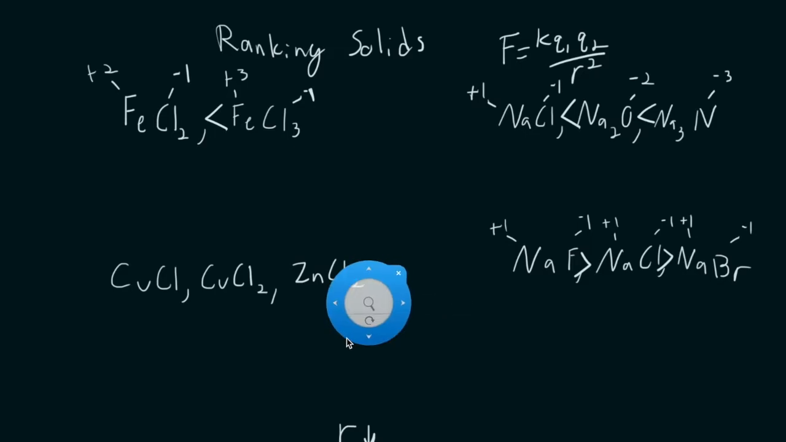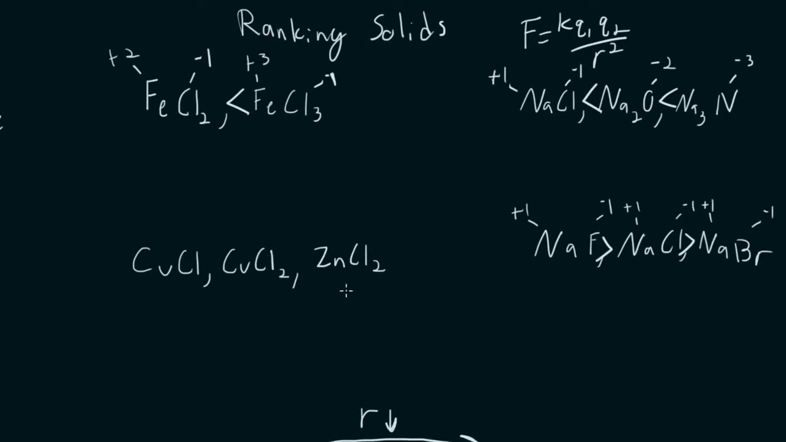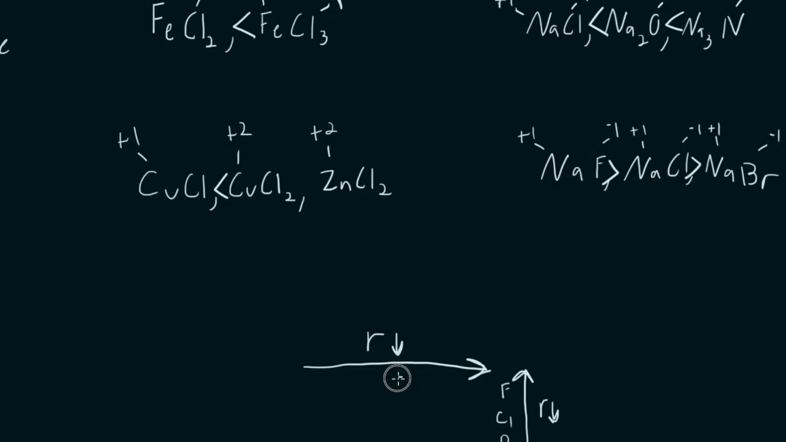Now let's combine those concepts. Let's look at copper chloride, copper 2 chloride, and zinc chloride. Well, in this case, we have a +1 versus a +2. So that means the copper 2 chloride is going to have a bigger force. And the zinc is also going to have a +2. So which one of these is going to win out? Well, if we look at a periodic table, in the D block we have copper followed closely by zinc, right on the edge. And so zinc is going to be a little bit smaller than the copper. And that lower radius is going to result in a stronger intermolecular force. So those are our ionic compounds.